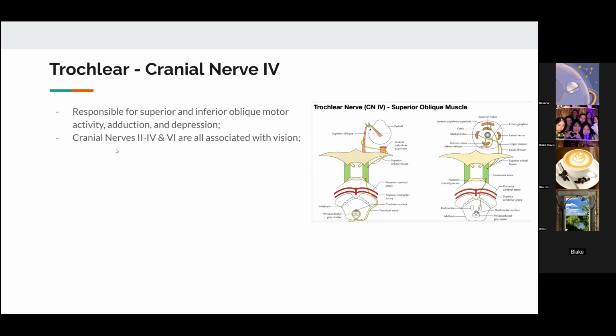Now, I'm just going to mention this again. Cranial nerves 2 through 4, and we'll go over number 6 in a moment, are all associated with vision. It's pretty important to know that. So, as we see here, there's a diagram of the nerve, where it projects to, etc.